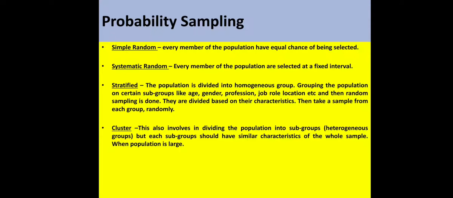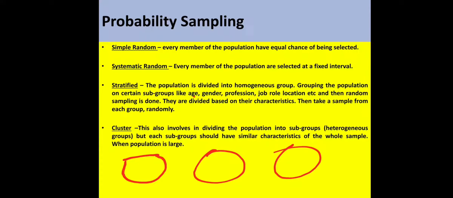In case of cluster sampling, what we see is that a cluster is being formed. Okay, here clusters are being formed. So each cluster includes the representation of the population. As in the previous case, what happens? We formed groups, the heterogeneous group into homogeneous groups.